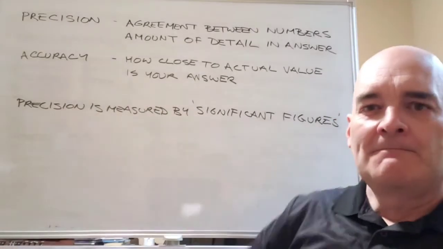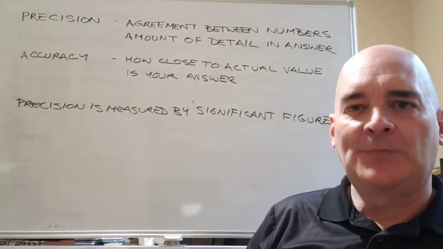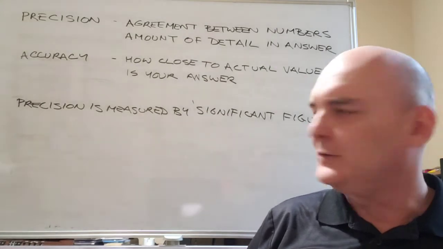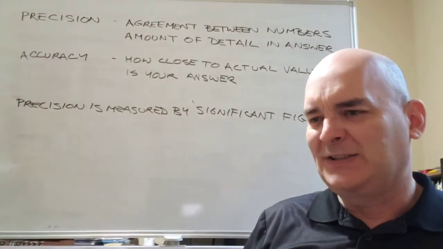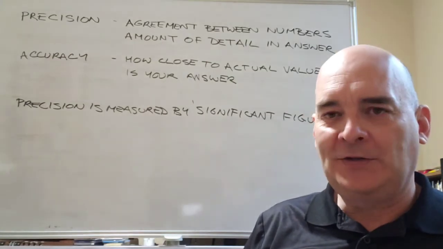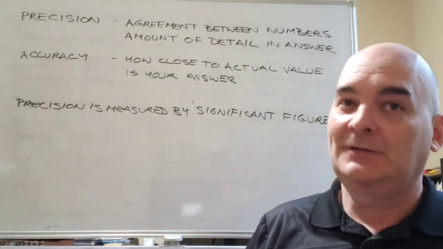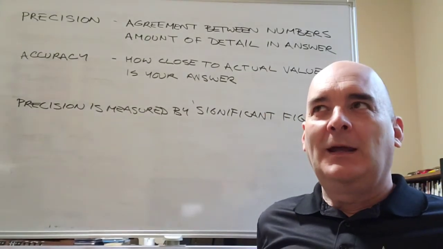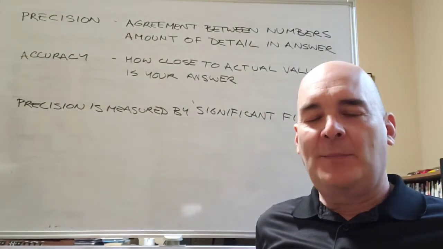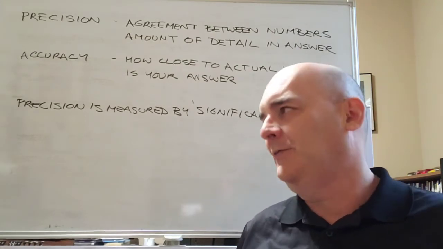Precision is in the numbers, and it's going to be measured by something called significant figures. Significant figures are something that I've yet to find a student that actually likes. Everybody hates them, they want to avoid them. It's not that bad. It's not that bad. There is a purpose behind a significant figure.